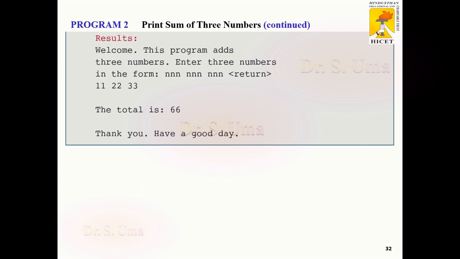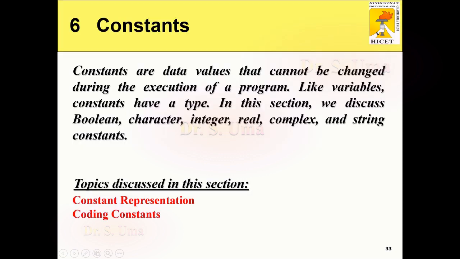Now let us see how the output will look like. Welcome. This program adds three numbers, enter three numbers in the form n, n, n. So the input given by us is 11, 22, and 33. It displays the output as the total is 66. Thank you. Have a good day. So this is the output generated. Now let us have a look into constants.